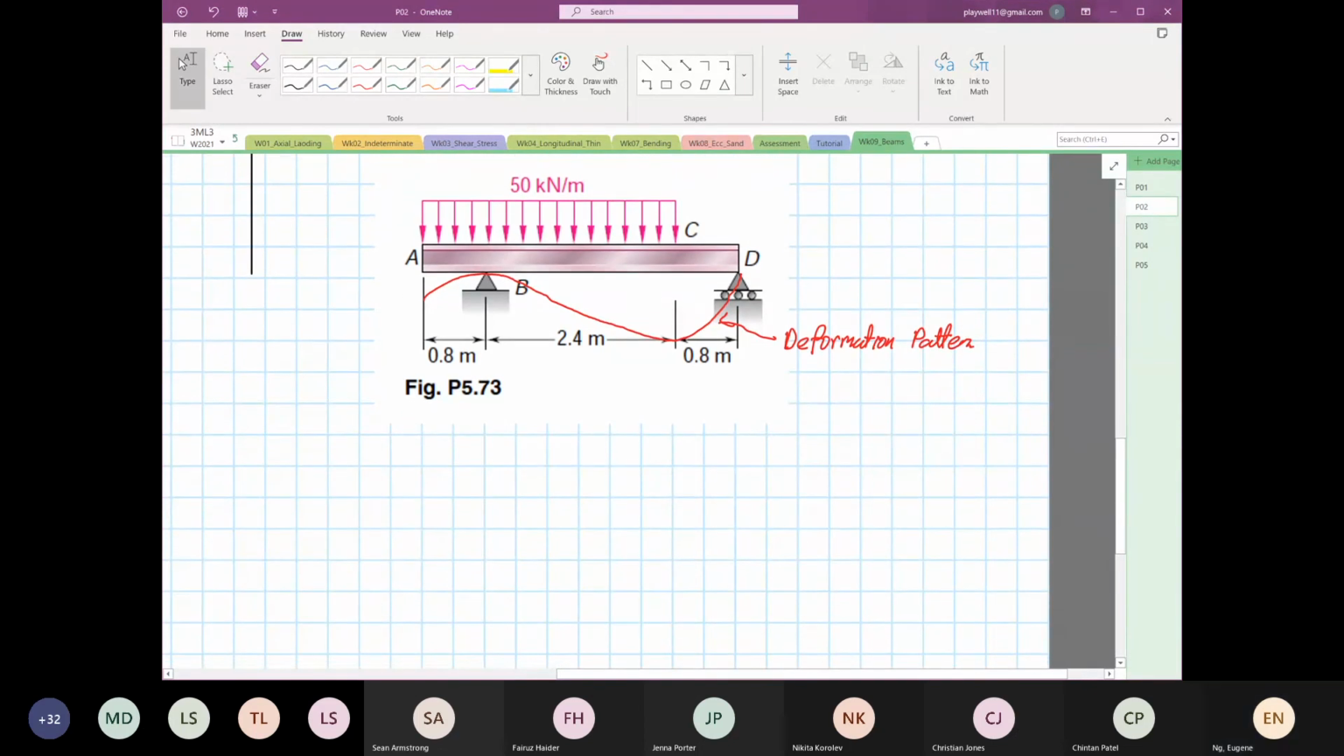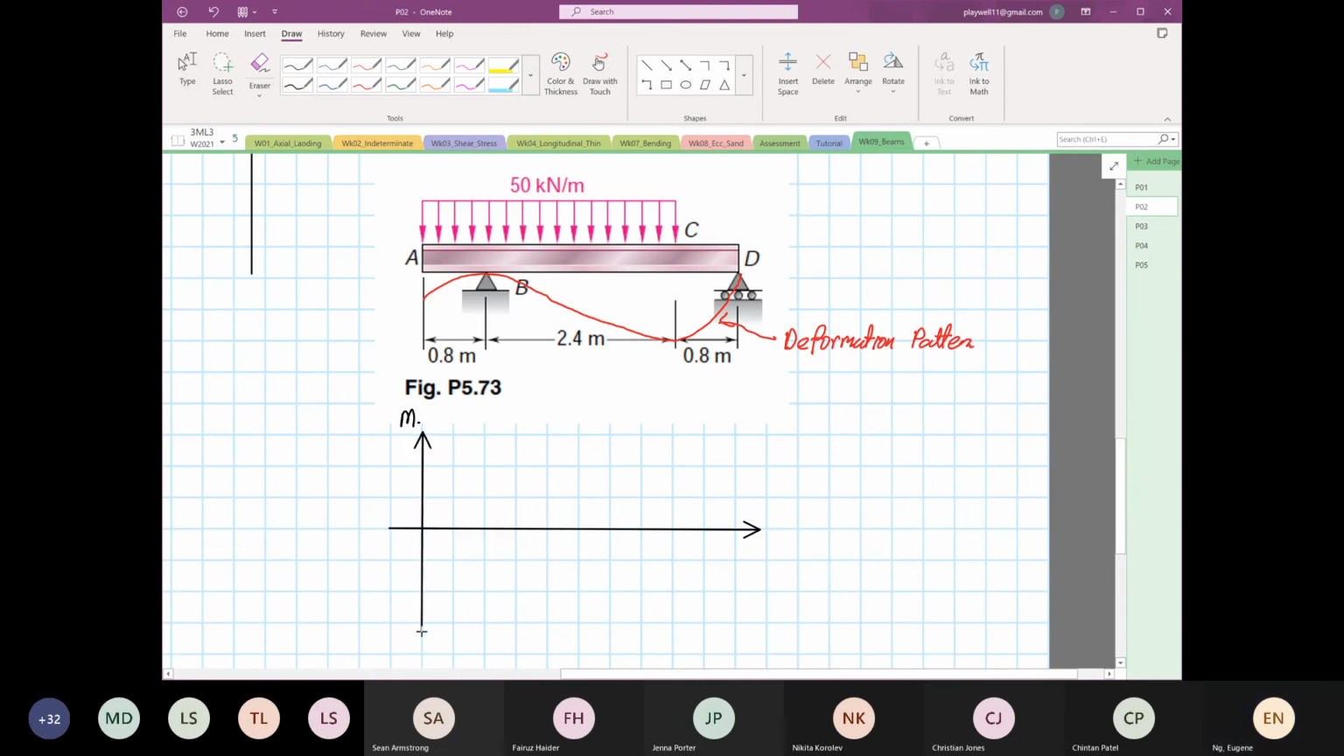Okay, so why is this important? If I'm going to draw the bending moment, this is just a sketch, by the way. Okay. So this is our bending moment.